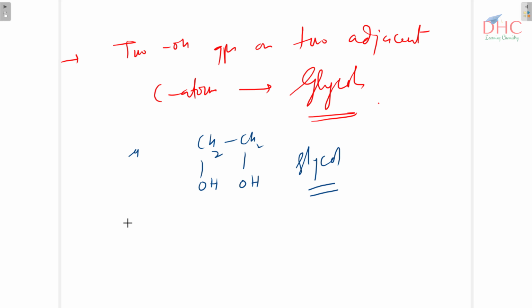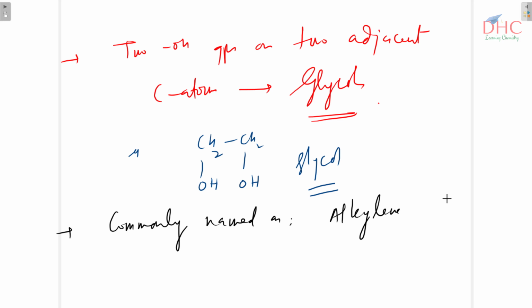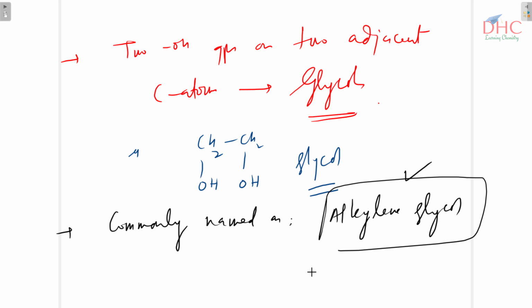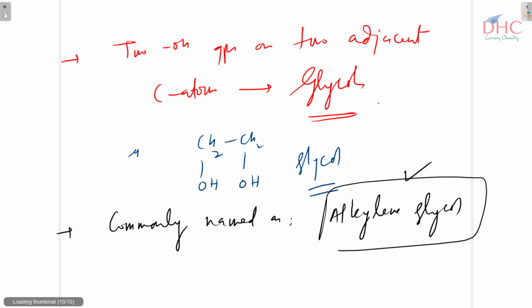They are commonly named as alkylene glycol. For example, हमारे पास एक कंपाउंड है CH2 सिंगल बॉन्ड CH2 OH OH. So there are two carbon atoms, so it's ethylene. Then there is the word glycol. I told you alkylene glycol. Alk stands for number of carbon atoms, so since there are two carbons only, so it's ethylene glycol.